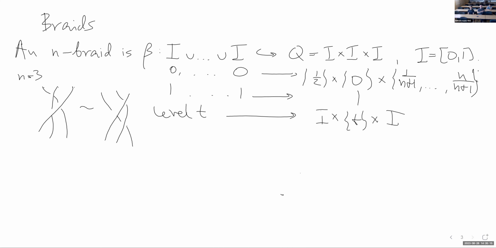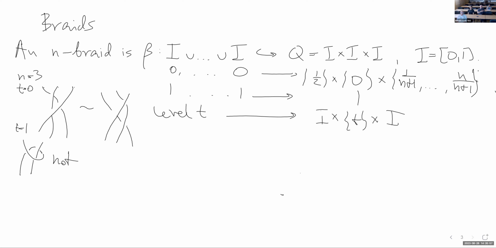So this is t equals 0. This is t equals 1. Okay, and so for example, this is not a braid, because at level t, those embeddings have to be monotonic with the t variable.